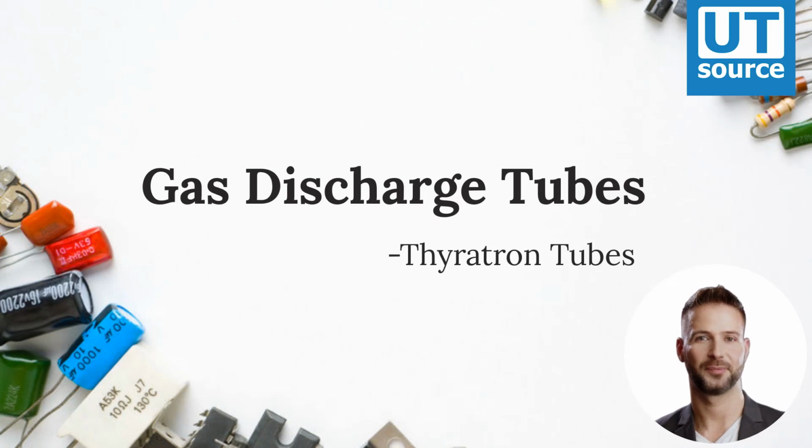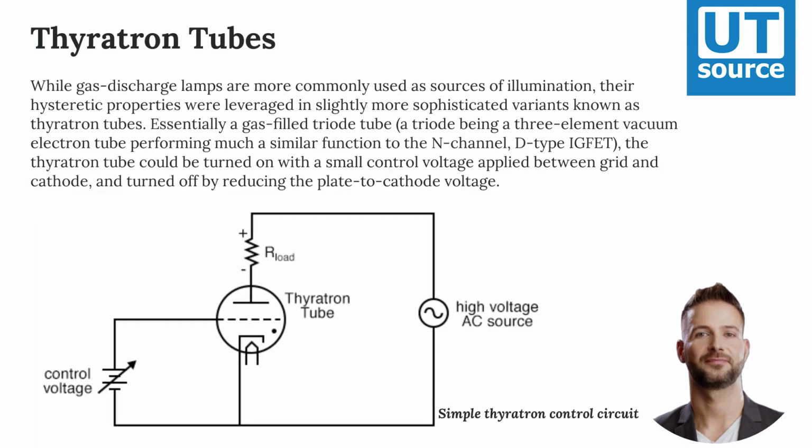Gas discharge tubes. Thyratron tubes. While gas discharge lamps are more commonly used as sources of illumination, their hysteretic properties were leveraged in slightly more sophisticated variants known as Thyratron tubes.